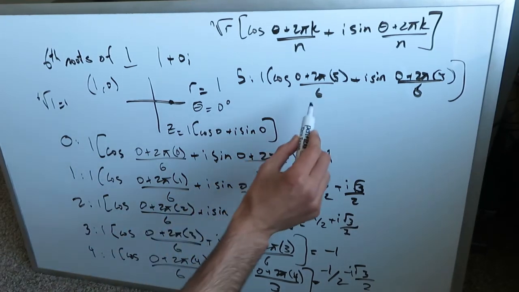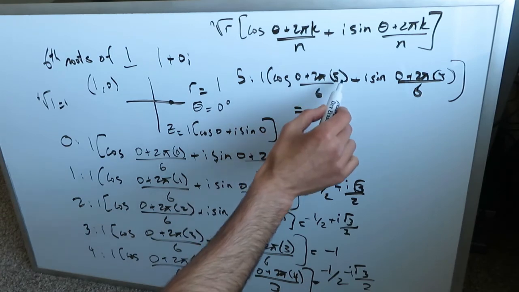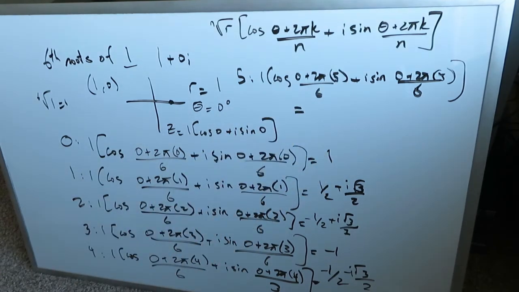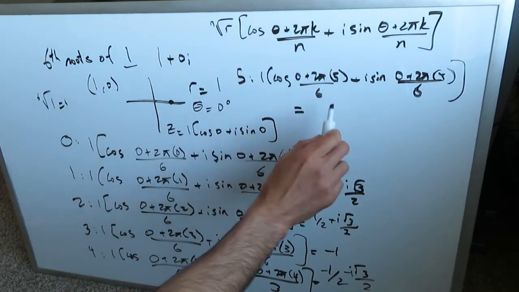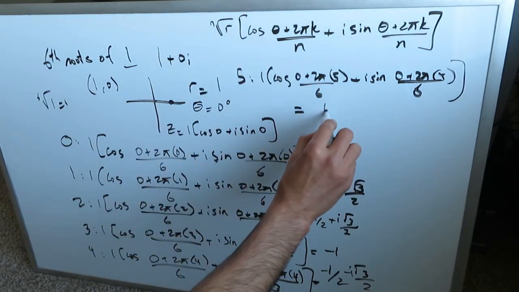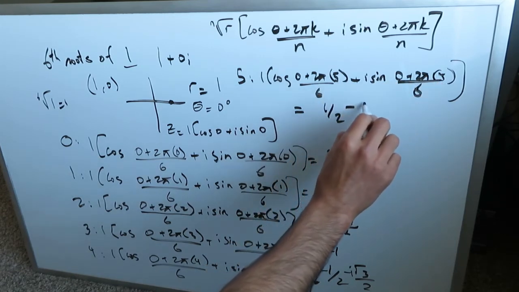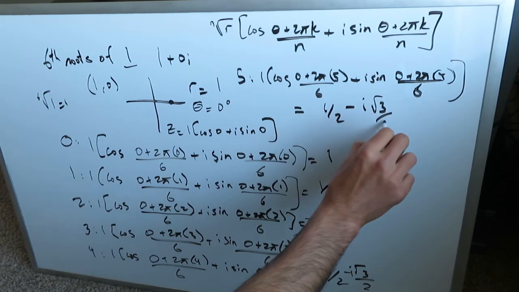The last one over here, number 5. 2 pi times 5 is 10 pi. 10 pi divided by 6 is 5 pi over 3, which is 300 degrees. Cosine of 300 is going to be 1 over 2, and sine of 300 is going to be minus root 3 over 2, but you have to do minus i root 3 over 2.